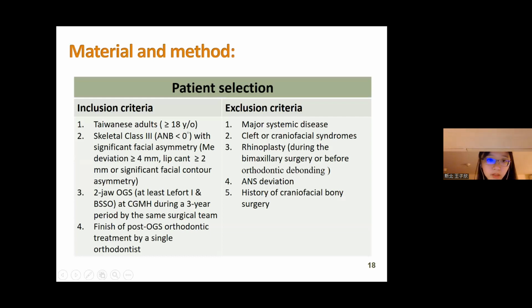Materials and methods, patient selection. The inclusion criteria of patients are Taiwanese adults who received 2 jaw surgery. They are all skeletal class 3 with significant facial asymmetry. And they all had 2 jaw OGS in our center. Exclusion criteria include major systemic disease, cleft or craniofacial syndromes, patients who had rhinoplasty or NS deviation, or history of craniofacial bony surgery.